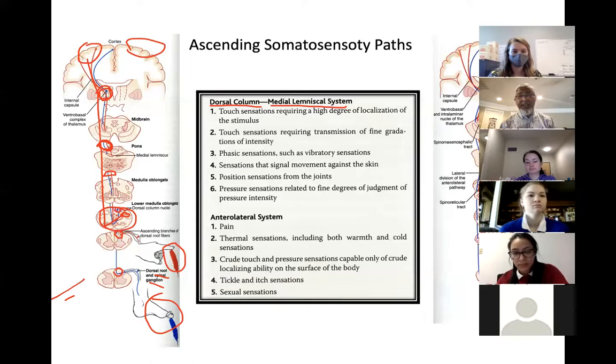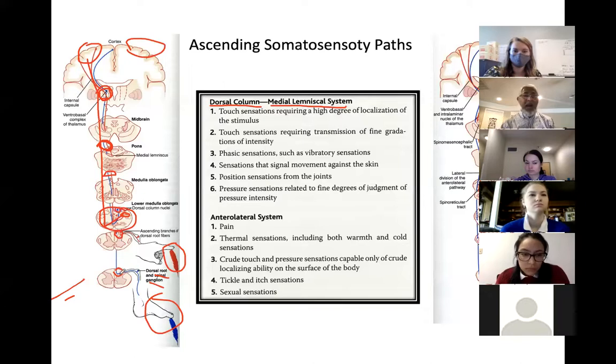Okay, again, we are talking about fine touch. When fine touch fibers enter the spinal cord, which area of the spinal cord will they occupy? They will occupy the dorsal column of the spinal cord, right? How many columns does the spinal cord have? Dorsal column, anterior column, and lateral column, right?